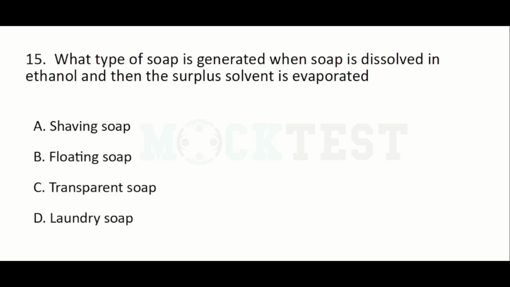What type of soap is generated when soap is dissolved in ethanol and then the surplus solvent is evaporated? Option A, shaving soap. Option B, floating soap. Option C, transparent soap. Option D, laundry soap. Answer is option C, transparent soap. Transparent soap is generated when soap is dissolved in ethanol and then the surplus solvent is evaporated.